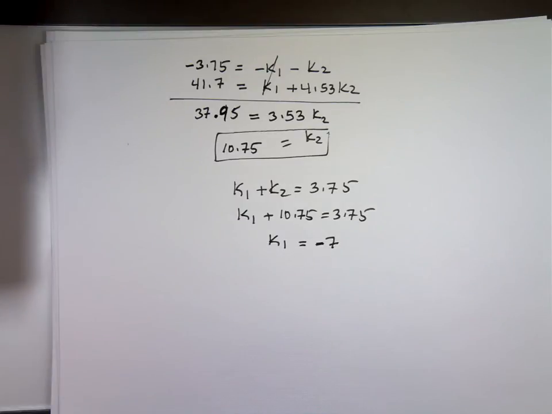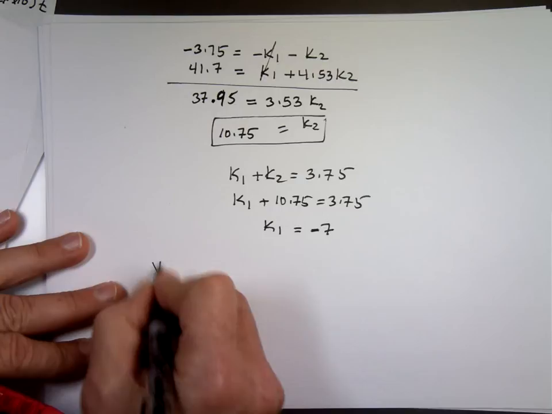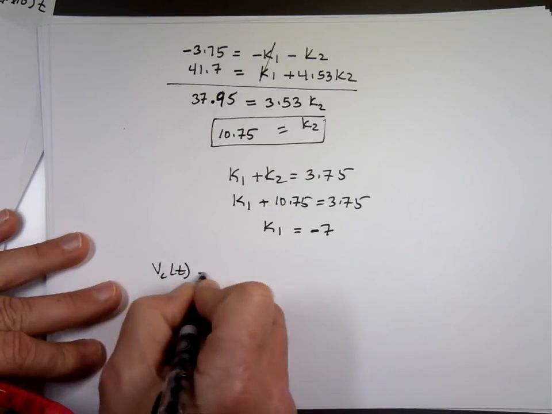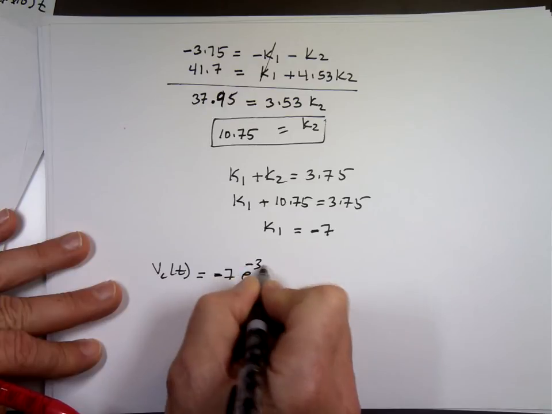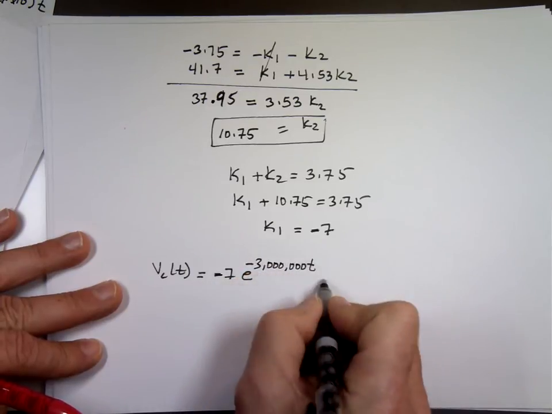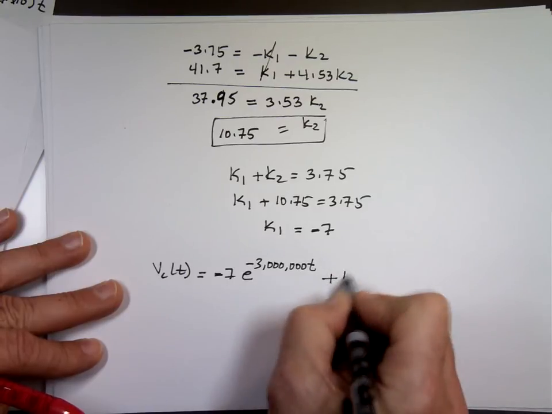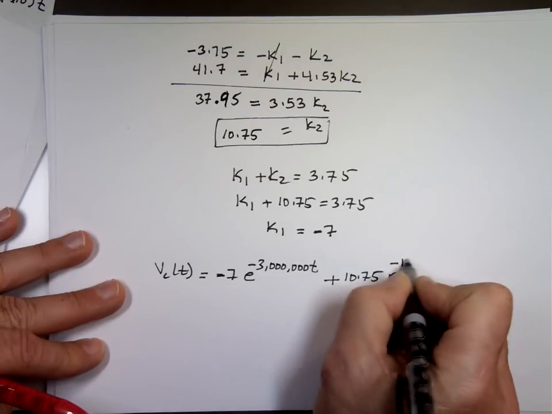So what's the voltage across the capacitor at any given time for t greater than 0? It's K1, which is negative 7, e to the power of negative 3 million t, plus K2, which is 10.75, e to the power of negative 13,600,000 t.